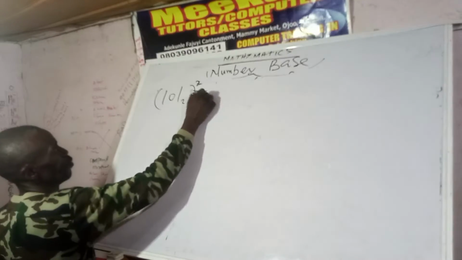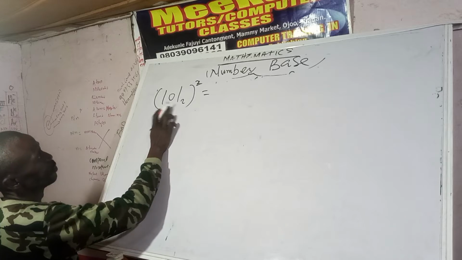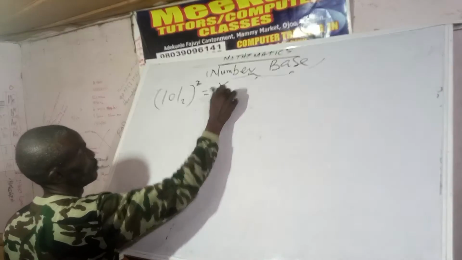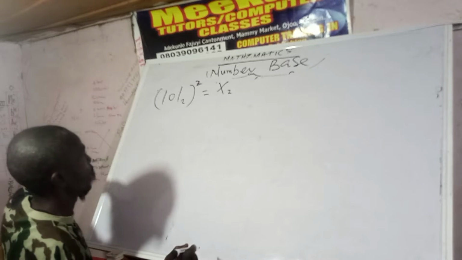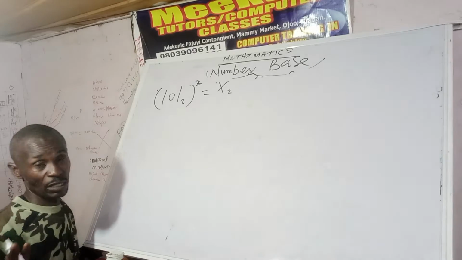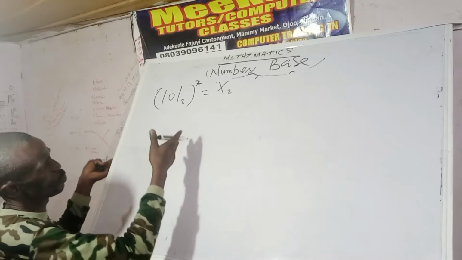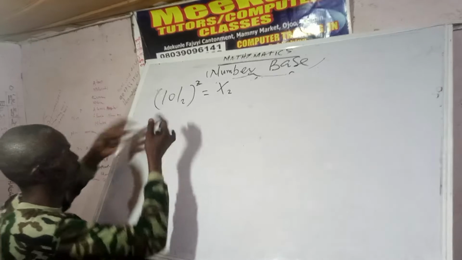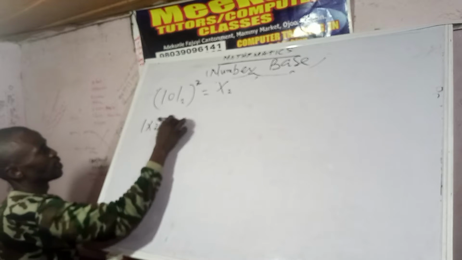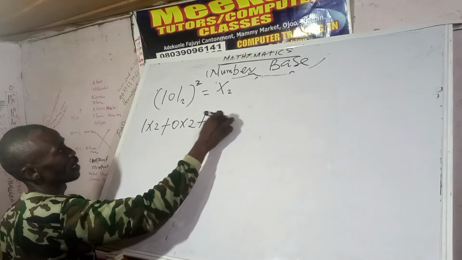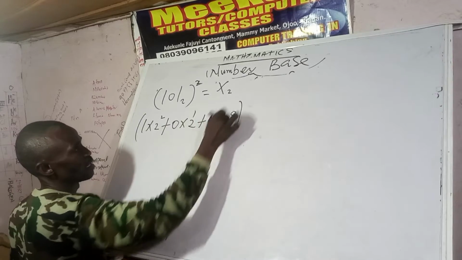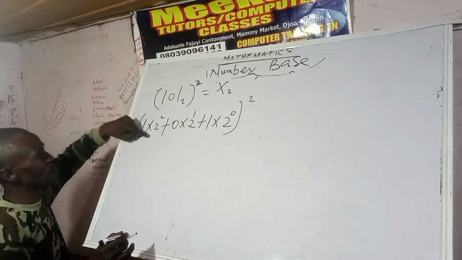Now, 101 base 2, the power of square, they said equals x in base 2. To square this, our advice is to convert this one back to base 10. Though we have other methods that we can use, I just want to introduce you to this method before using the other method. This one becomes 1 times 2 squared plus 0 times 2 to the power 1 plus 1 times 2 to the power 0. Remember, it's still raised to the power of 2.